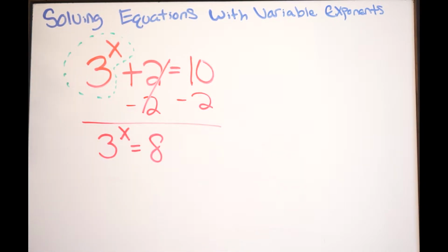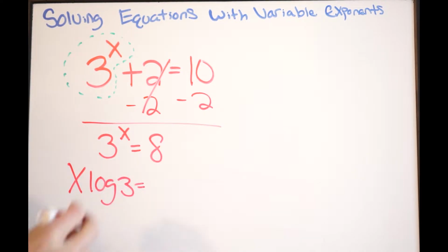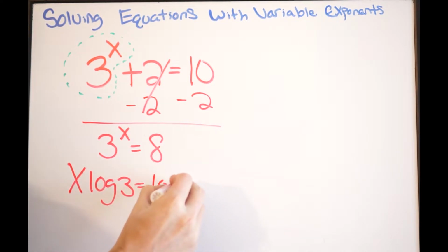So now that you have the power isolated, you want to go ahead and use your knowledge of logs and their properties. So going back to the power property when dealing with logs, I can bring down this exponent as long as I take the log. So for example, I can rewrite this the following way. I can rewrite it as x log 3 equal to, now remember, what you do to one side of an equation, you have to do to the other. So I have to write here log 8. I also have to take the log on the right side.